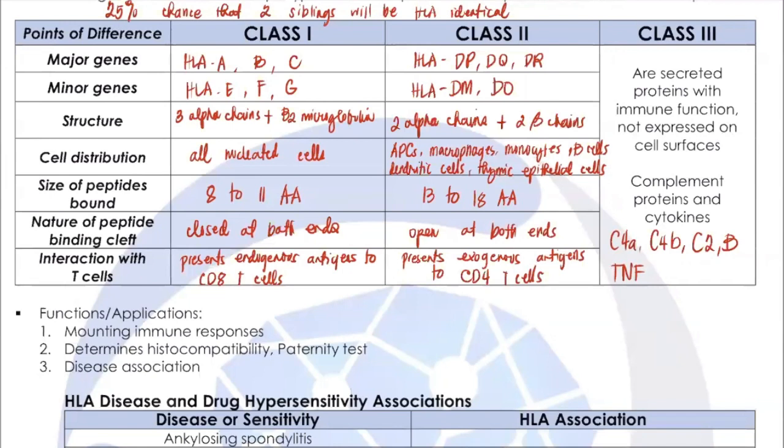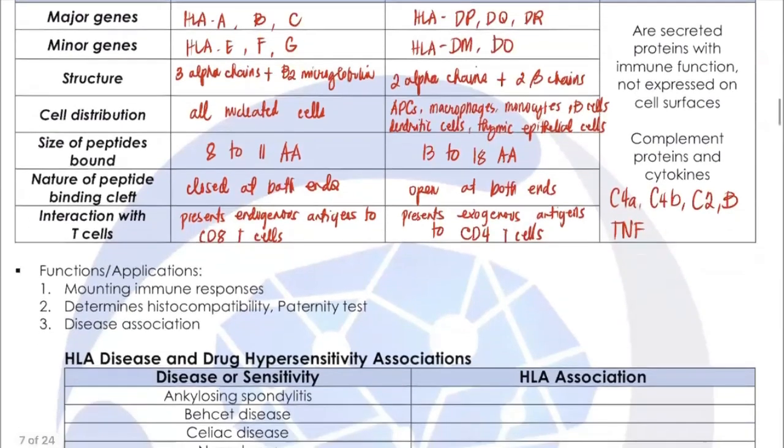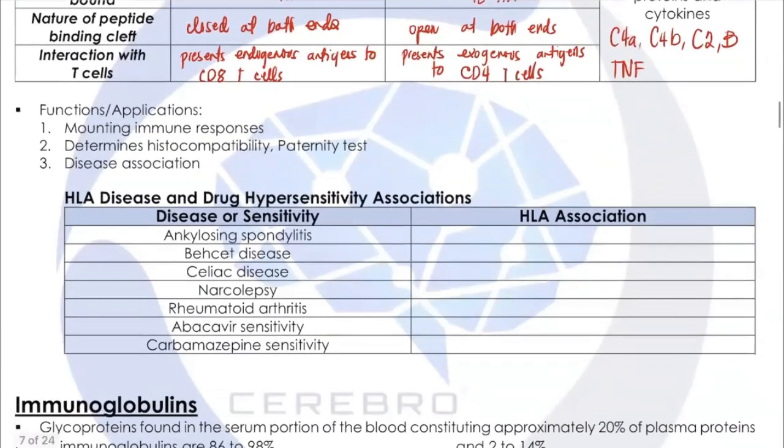But other than that, yung HLA natin is importante din in mounting immune responses, kasi it influences yung pagiging antigenic ng isang substance, 'di ba? It also is useful in determining histocompatibility as well as in paternity testing. So, punta tayo sa mga disease. Number 1, ankylosing spondylitis, it is associated with HLA-B27. Behçet's disease is associated with HLA-B51. Celiac disease is associated with HLA-DQ2 and DQ8.